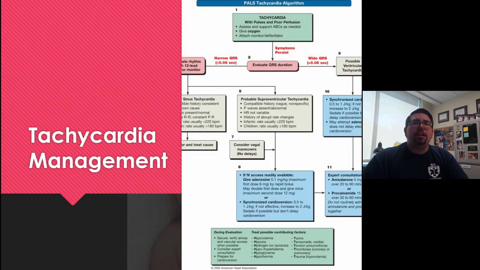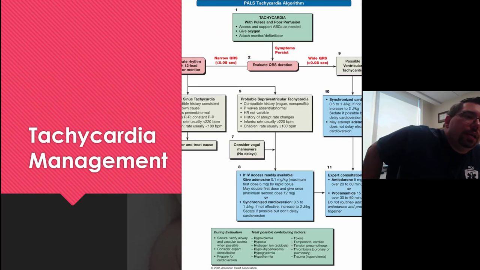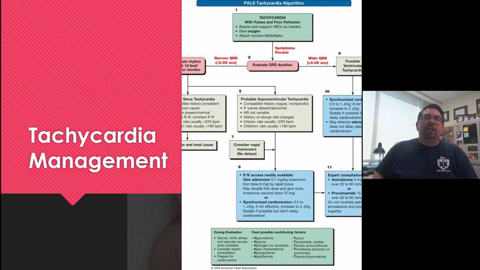If we look at the pediatric tachyarrhythmia algorithm, yes, this is a little bit older of an example, but you'll see that the layout is going to be almost identical. I would have you reference your ECC 2015 flip guide for the latest up-to-date information. We can see tachycardia with a pulse and poor perfusion. The primary thing we're going to do is recognize the tachycardia, and then from there we're going to go ahead and assess and support the ABCs as needed, provide oxygen, and place them on the monitor/defibrillator.